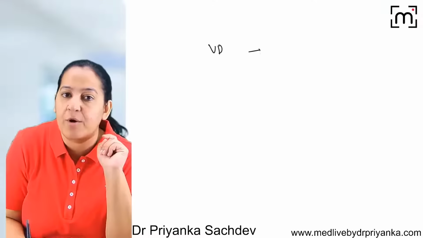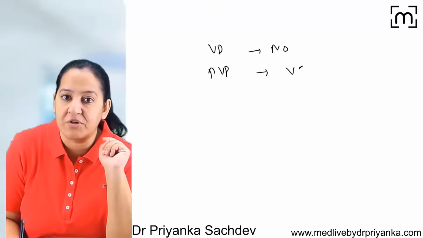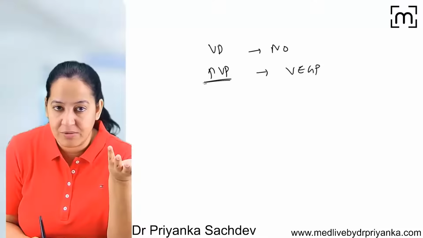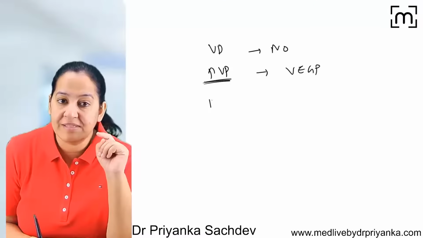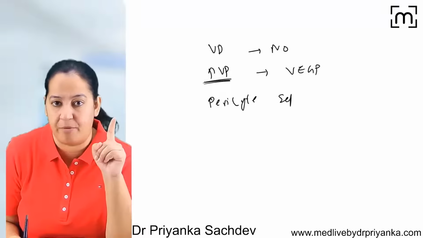Say the steps. The first step is vasodilatation because of nitric oxide. Second step is increased vascular permeability because of VEGF. Okay, third step is, now the endothelial cells are already separated. Now we have to separate the pericytes. Pericyte cells are separated from each other.